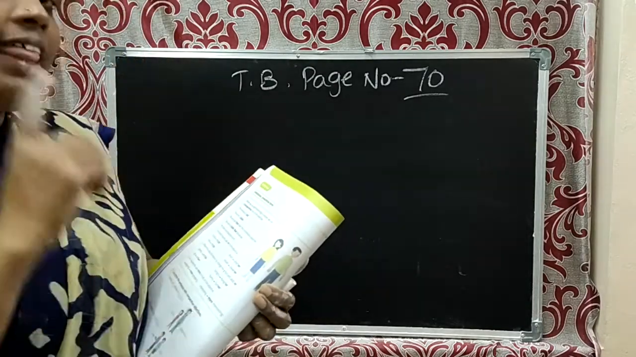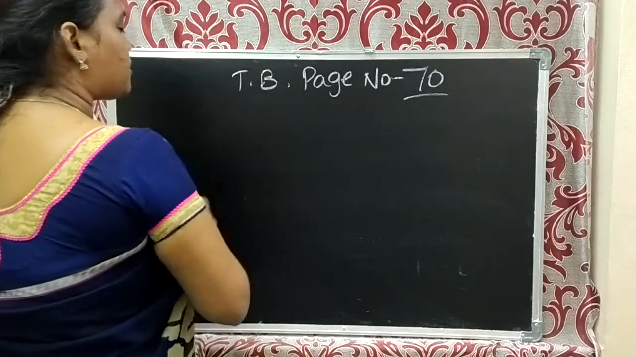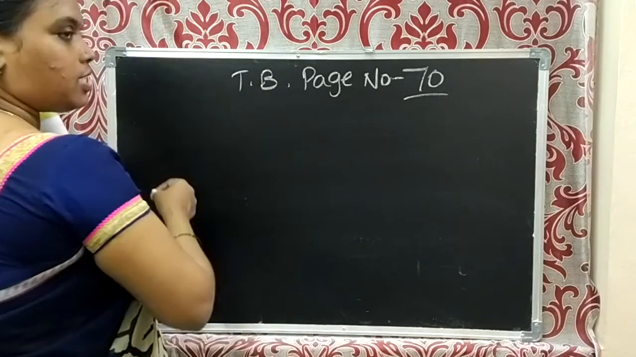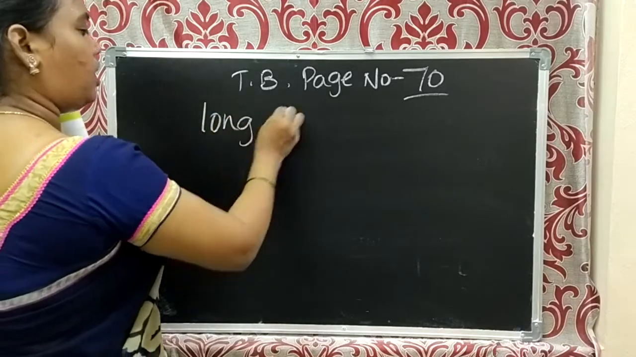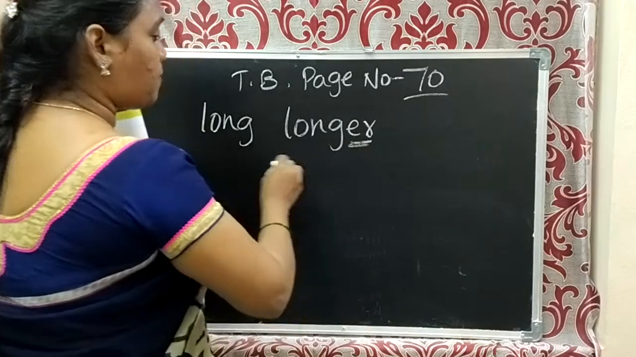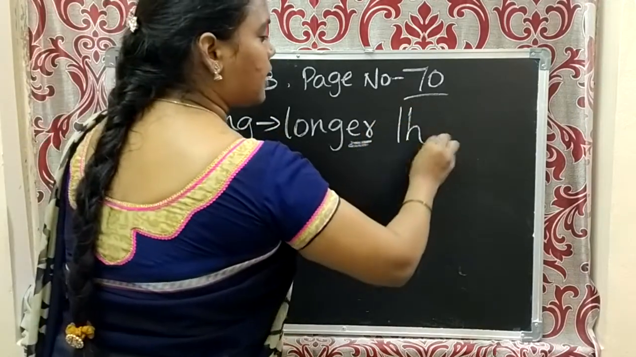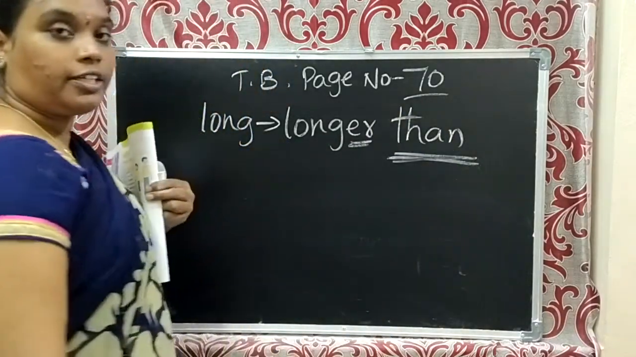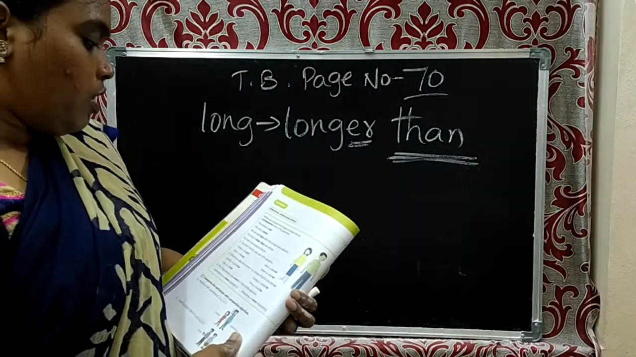We can add than after the comparative adjective. Whenever we are using a comparative adjective, for example, long, longer, then we are comparing two things, and we are using than. So this word indicates the comparative form of the adjective.